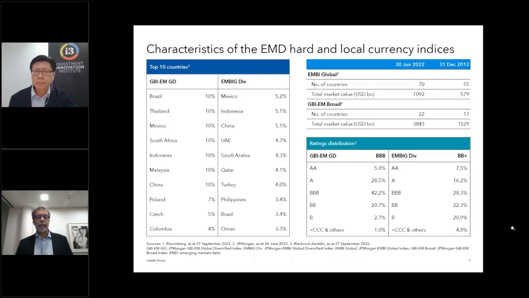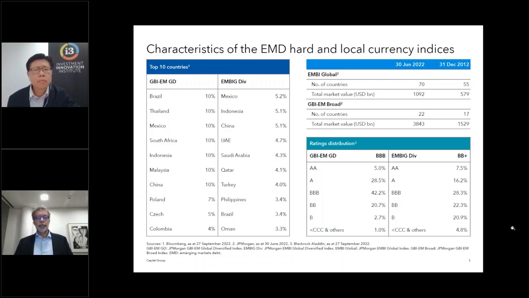Before we go there, maybe you can share for a minute the slide that shows the characteristic of the two universes, basically using the indices for that. What I would like to draw the attention of our audience to is how different the two universes are. So to the left here, we have the local currency index, the GBI-EM, globally diversified, and to the right we have the most used hard currency index, the EMBI, globally diversified.